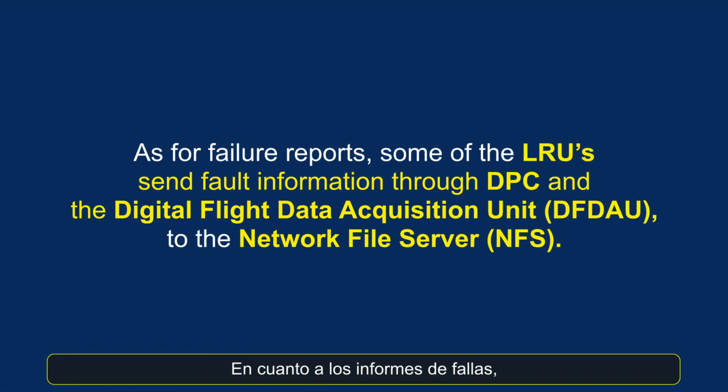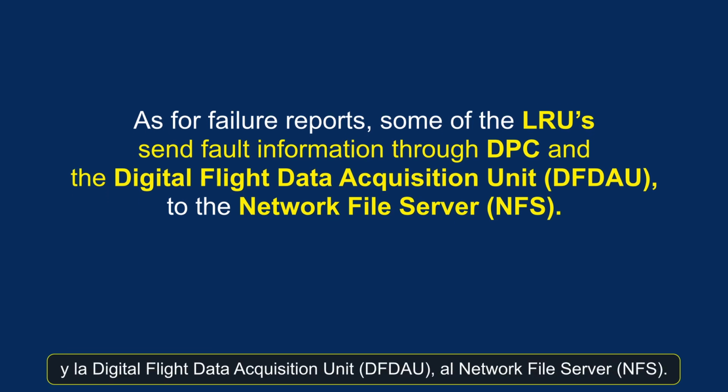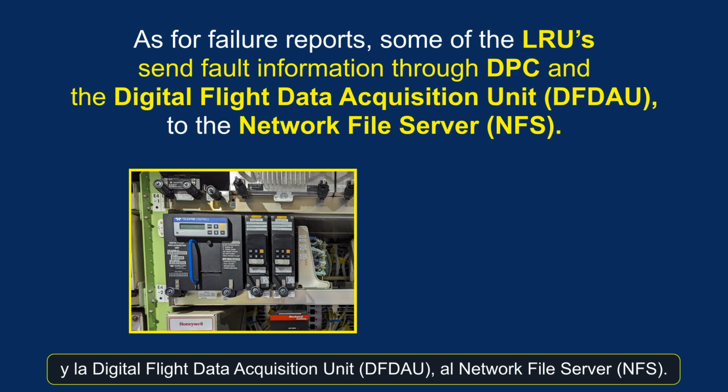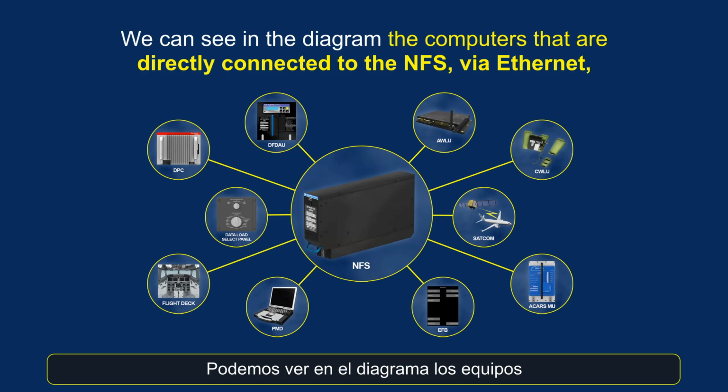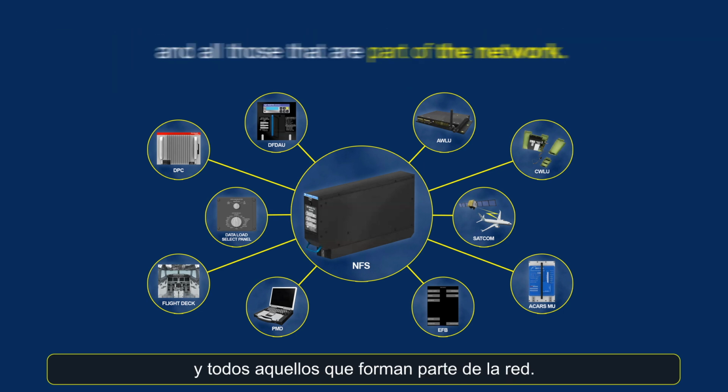As for failure reports, some of the LRUs send fault information through DPC and the Digital Flight Data Acquisition Unit, DFDAU, to the Network File Server, NFS. We can see in the diagram the computers that are directly connected to the NFS via Ethernet, and all those that are part of the network.